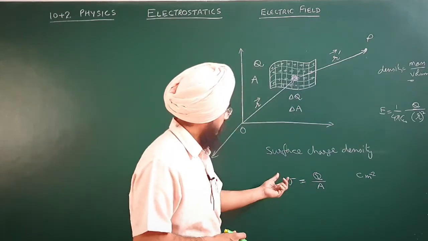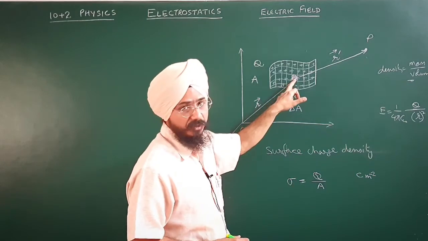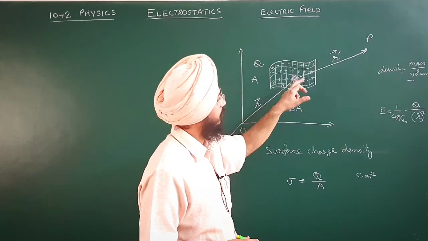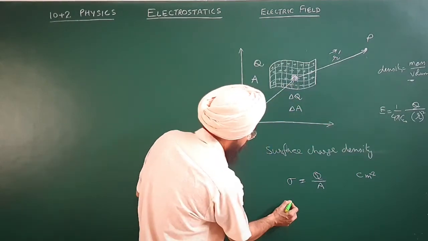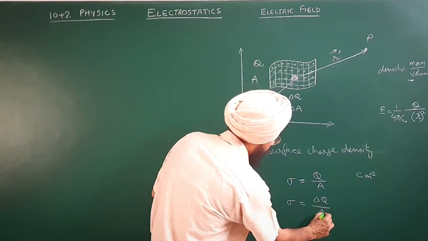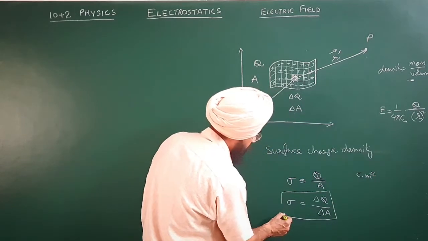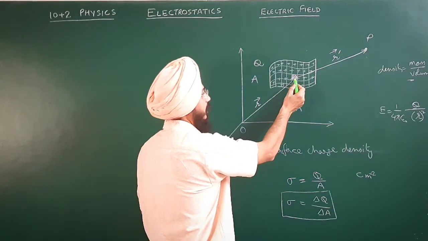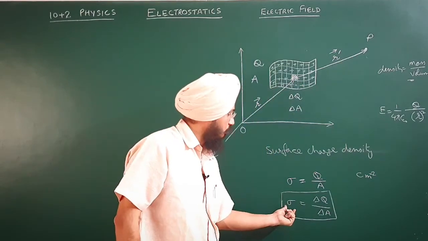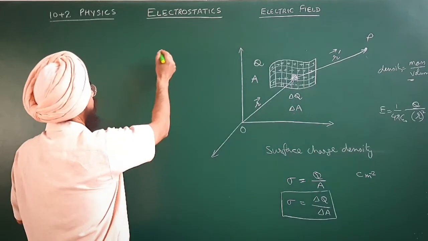Well, likewise, the surface charge density of this small portion which we have considered to calculate the electric field can be written as delta Q upon delta A. So this is my surface charge density for this very area element. And how it is useful to calculate the electric field, let us do it.